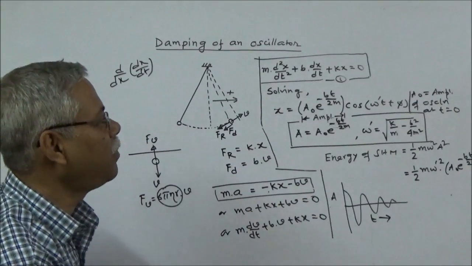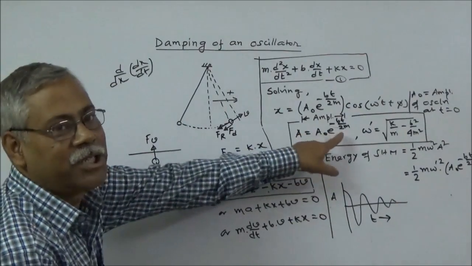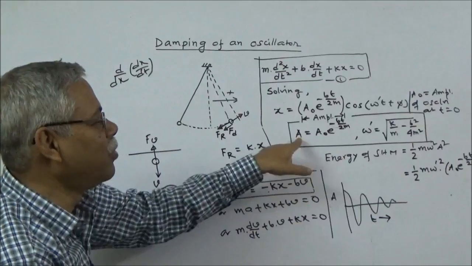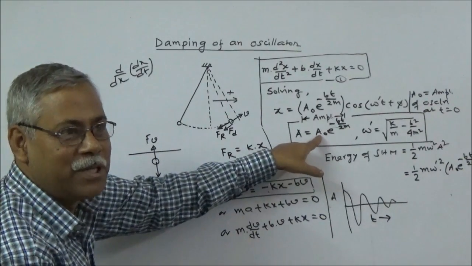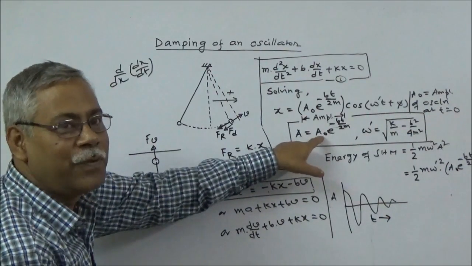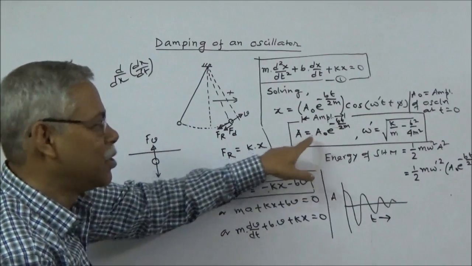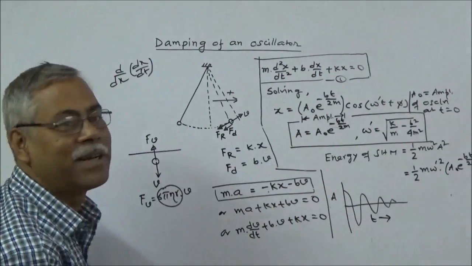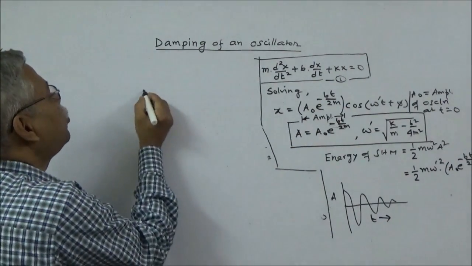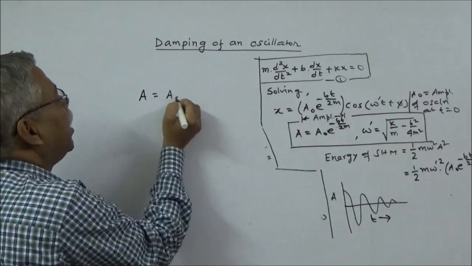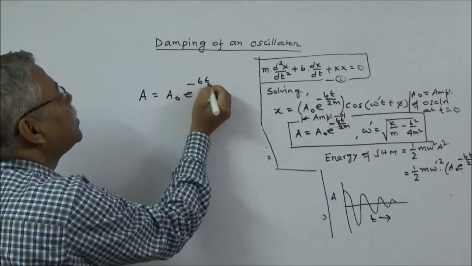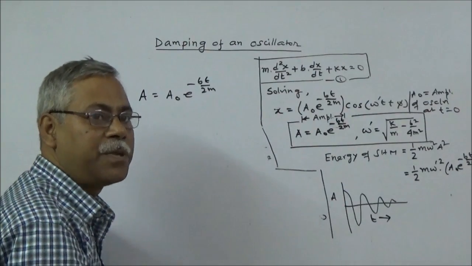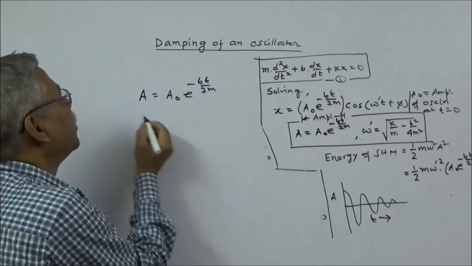All of you can solve because you know amplitude as a function of time. So there is no problem. After time t, amplitude will be reduced to 50% of the starting amplitude. Starting amplitude is A naught. So put A equal to A naught by 2. A naught will cancel and you will get the time t. So amplitude A equals A naught e to the power minus bt by 2m. Most important expression in damped oscillation.